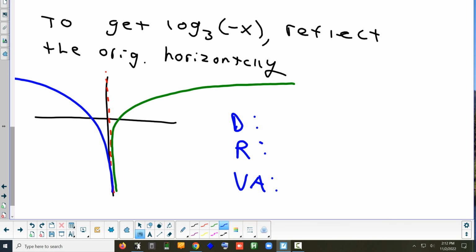Are there any of those that stayed the same, even though we flipped it? Is there anything that stayed the same? Yep. The range. The range did not, nothing happened. It still goes down forever. It still goes up forever. You cannot ever affect the range. It's always negative infinity to infinity.